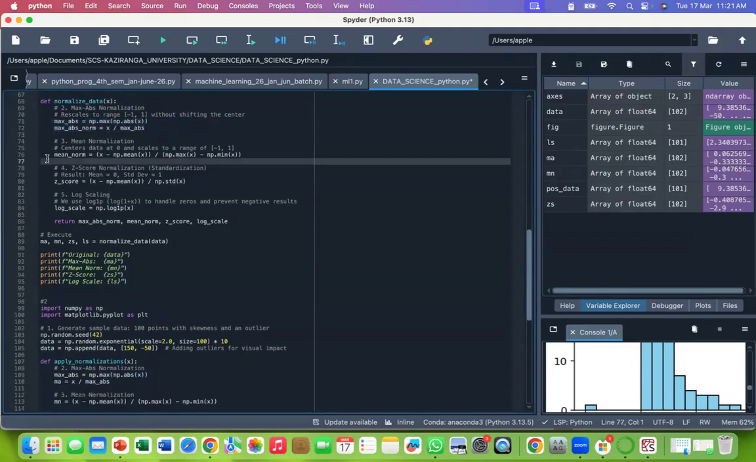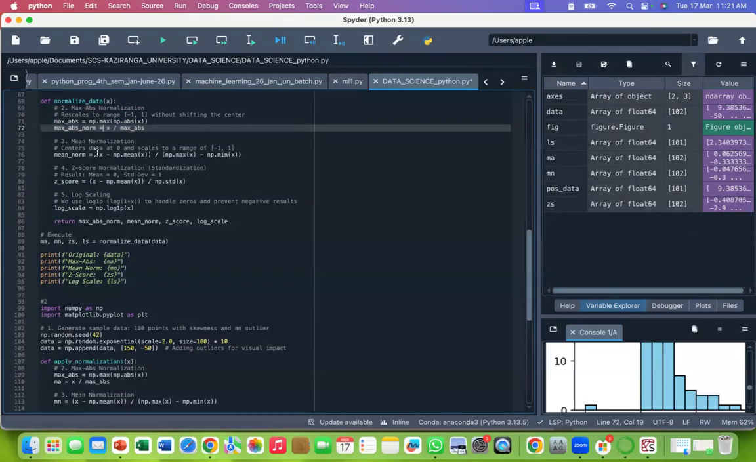of max and mean normalization. In case of max, we are just using the max function, and in case of mean normalization, x minus np.mean(x) divided by np.max(x) minus np.min(x). So it centers the data at 0 and scales to a range of -1 to 1.